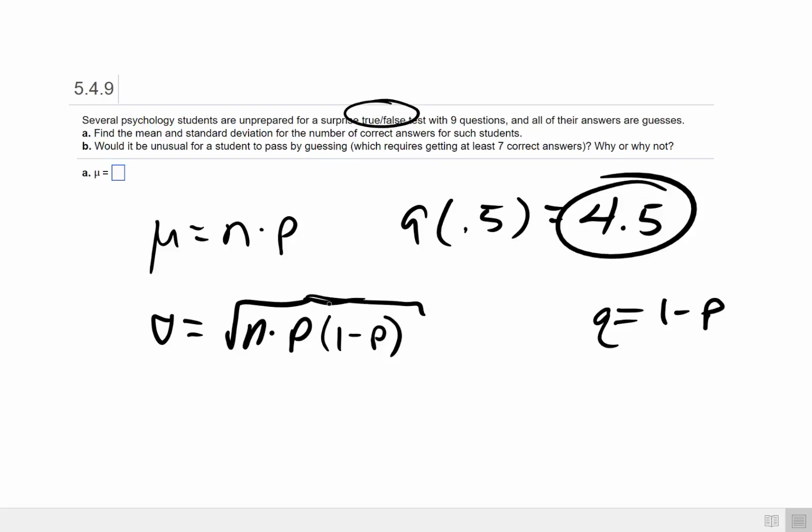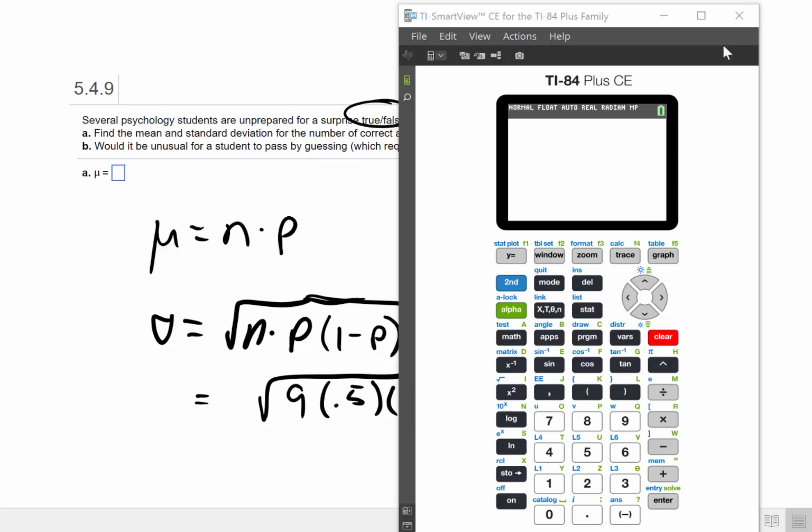Either way, n is what? And the standard deviation is not as intuitive as the mean, so for this point, just sort of accept this formula on a little bit of faith, right? One of the videos we may have shown you why this worked. So plug in square root of n, which is 9, times p, which is 0.5, times 1 minus p. So we have 9 times 0.5 times 0.5 and take the square root.